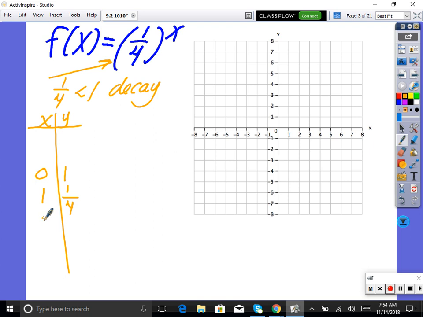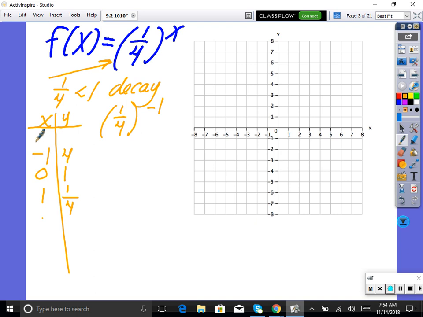It's just getting smaller and smaller. I'm going to stop there. Let's plug in a negative 1. 1/4 to the negative 1 is 4. We flip it. So that's 4. Now, if I plug in a negative 2, I'm not going to get 8. I'm going to get 16, aren't I?